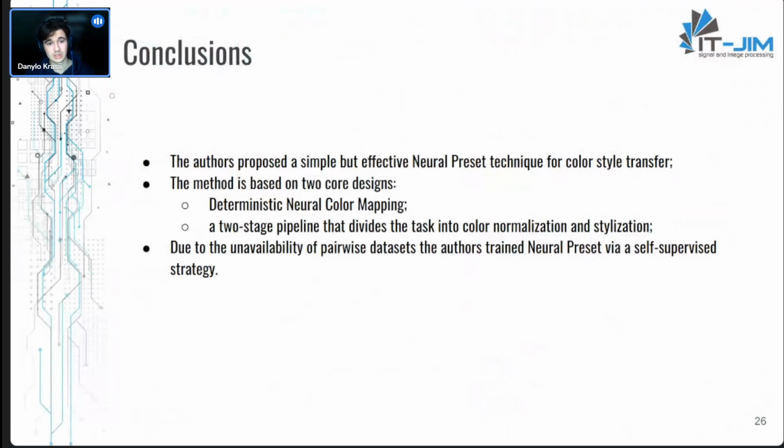And conclusions. The authors proposed a simple but effective Neural Preset technique for color style transfer. The method is based on two core designs: the NCM module and a two-stage pipeline that divides the task into color normalization and stylization. And due to the unavailability of pairwise datasets, the authors trained Neural Preset via a self-supervised strategy.